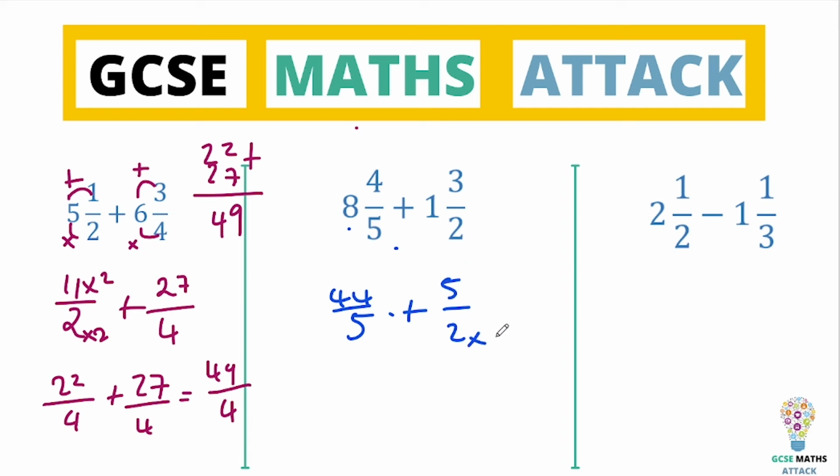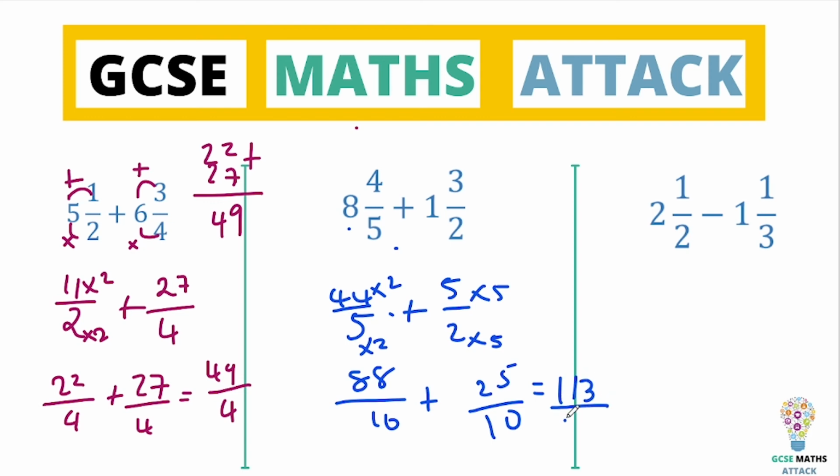I'm going to times this by 5. I'm going to times this by 2, just in order for the denominators to be the same. So they're both going to be 10. 5 times 5 is 25. 44 times 2 is going to be 88. I'm going to do 88 plus 25, which gives me 113 over 20.